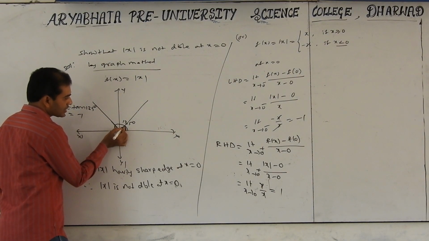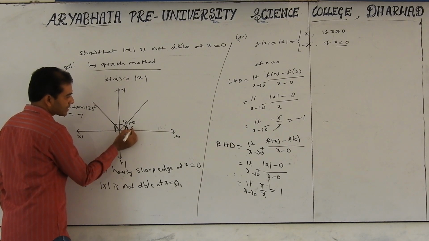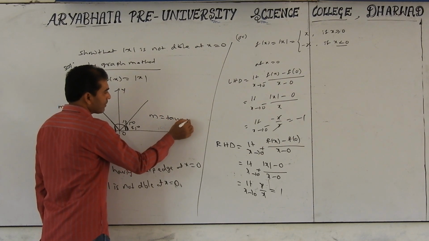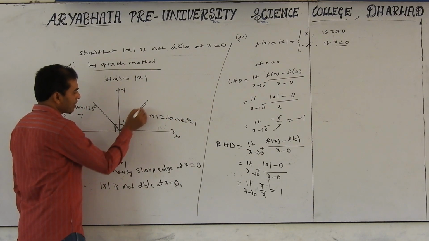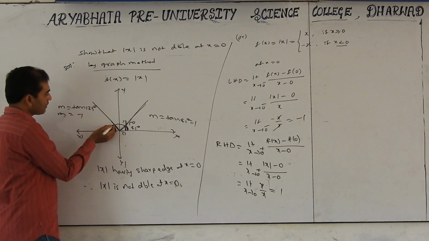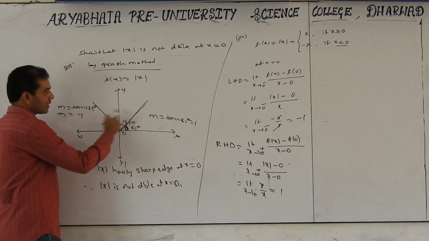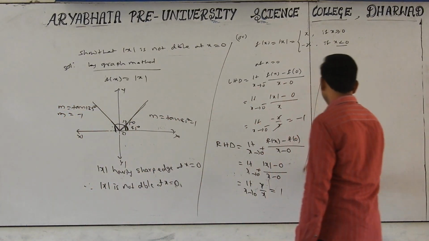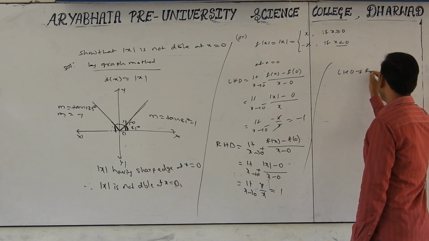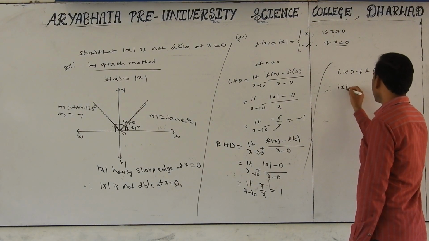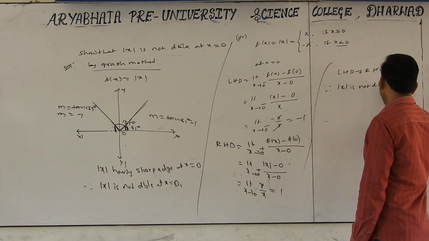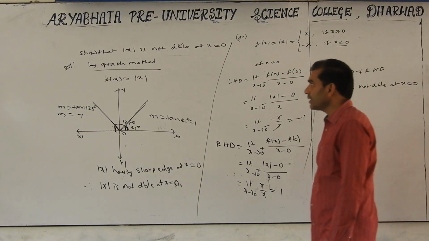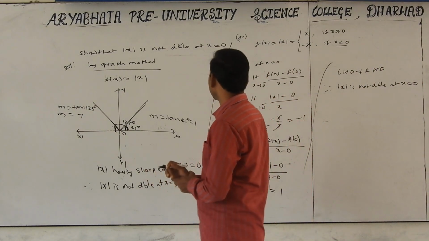derivative at 0 is the slope of the tangent, which makes an angle of 45 degrees with the x axis. Therefore m is equal to tan 45, and tan 45 is equal to 1. So in the right neighborhood of 0 the slope is 1, and in the left neighborhood of 0 the slope is minus 1. The left derivative and right derivative are not equal, so LHD is not equal to RHD. Therefore mod x is not differentiable at x equal to 0. This is most important: mod x is not differentiable at x equal to 0.